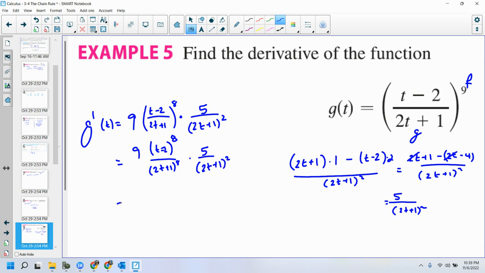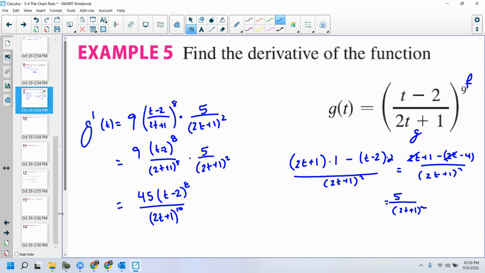Okay, so on the top, all said and done, I've got a 45 times t minus 2 to the 8th. And then look, I've got the same base, 2t plus 1s. So 2t plus 1 to the 10th total. There we have it.